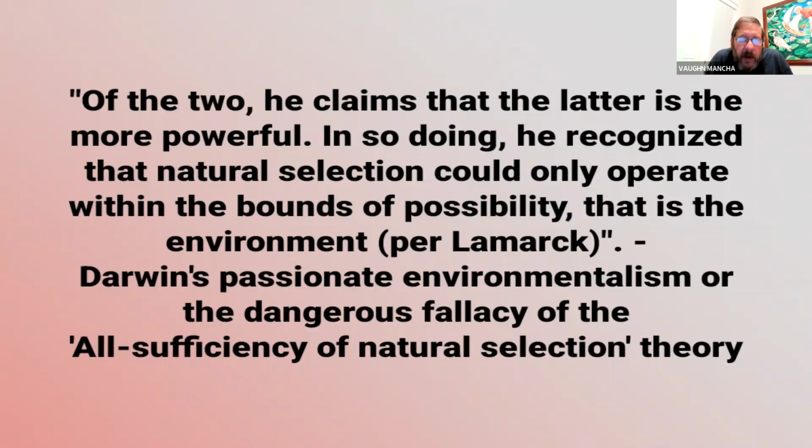So in doing so, he recognized that natural selection could only operate within the bounds of possibility, that is the environment. And that's Lamarck's idea of the environment. And this article is called Darwin's Passionate Environmentalism, or, and this is an interesting part of this title, the dangerous fallacy of the all-sufficiency of natural selection theory. And he's basically explaining that neo-Darwinism was such a dangerous fallacy because they were completely in on natural selection as being the only thing going on, and they ignored the conditions of life.